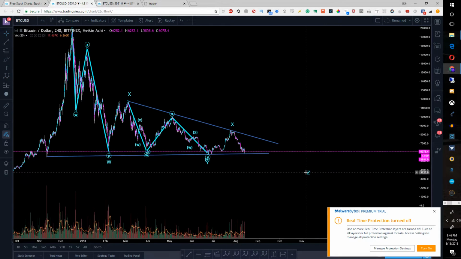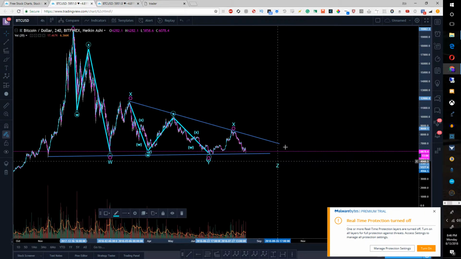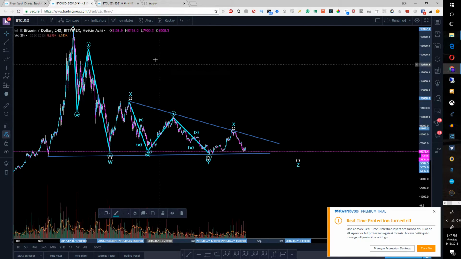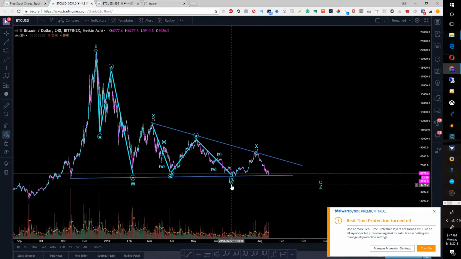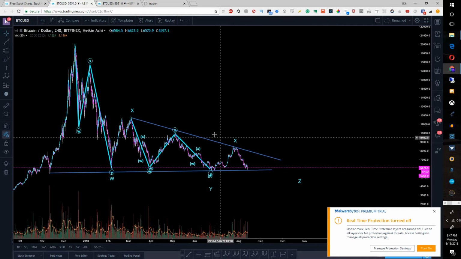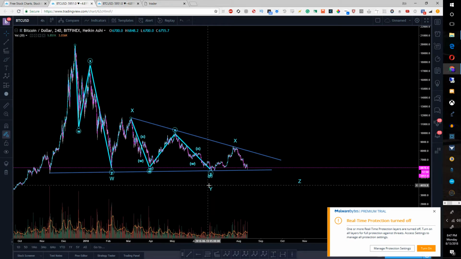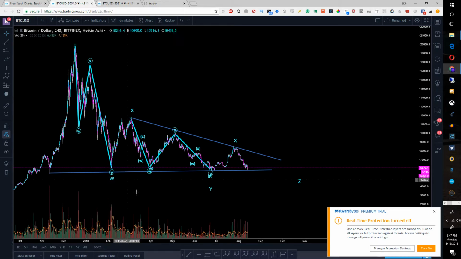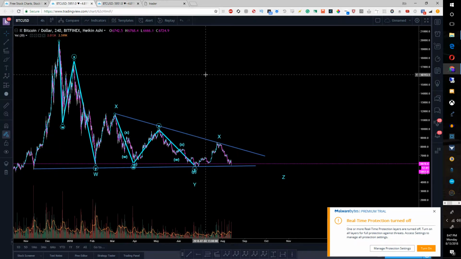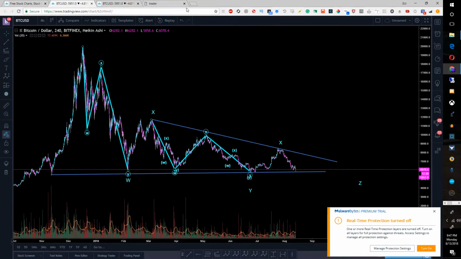So, with this Z wave, this is where things get interesting. The Z wave, the thing with this is called a triple combo wave, where it's WXY, YXZ. These are called the impulse waves. The impulse waves would basically be the W, the Y, and the Z. And those are all swappable.